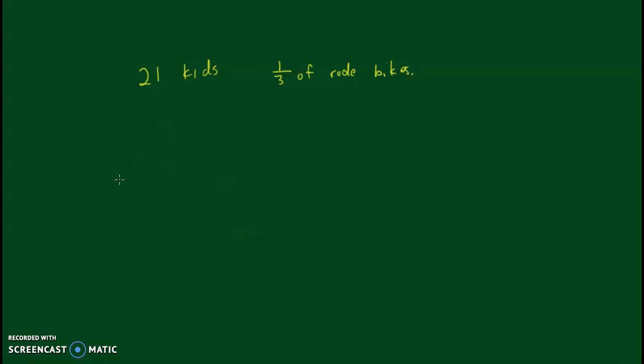So remember, there's 2 ways that we can think about doing these problems. We could actually draw a picture. So 1, 2, 3, 4, 5, 6, 7, 8, 9, 10, 11, 12, 13, 14, 15, 16, 17, 18, 19, 20, 21. So that's 21 all divided into the groups of 3, which is 1, 2, 3, 4, 5, 6, 7. So that means 7 students rode bikes.